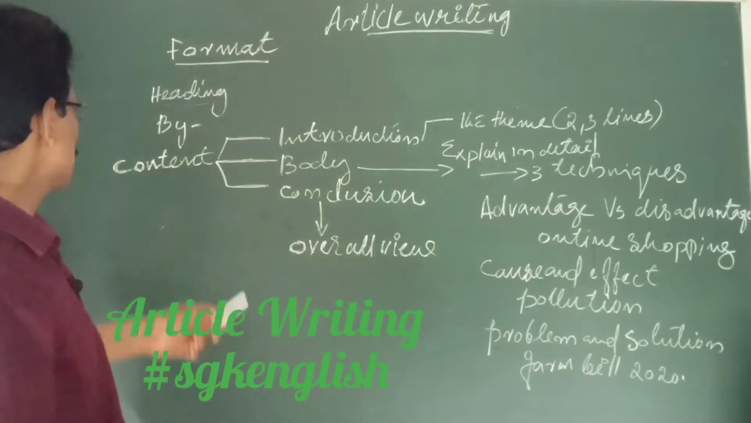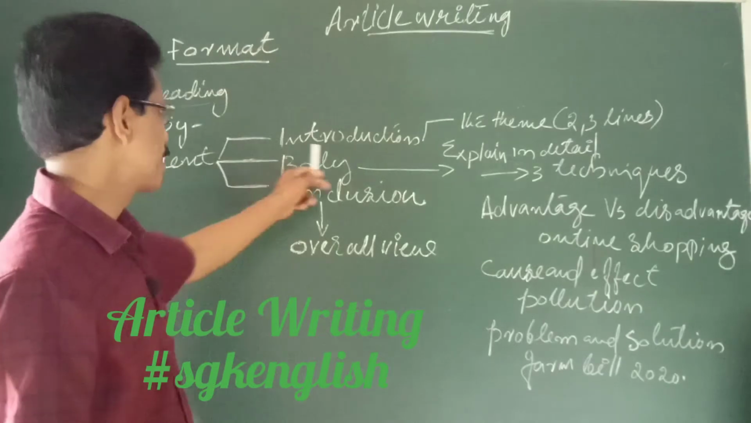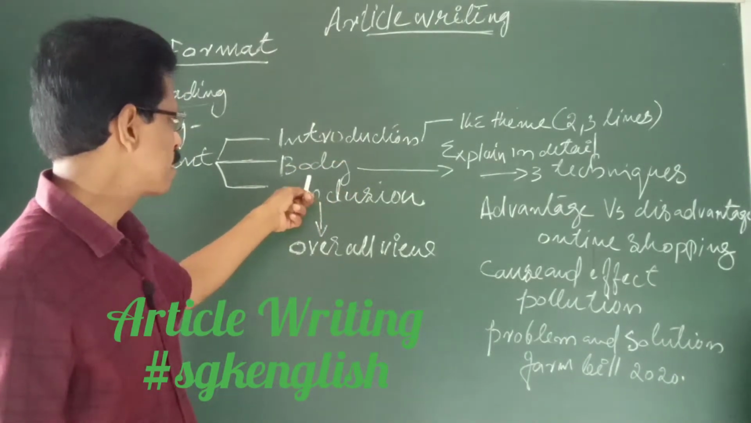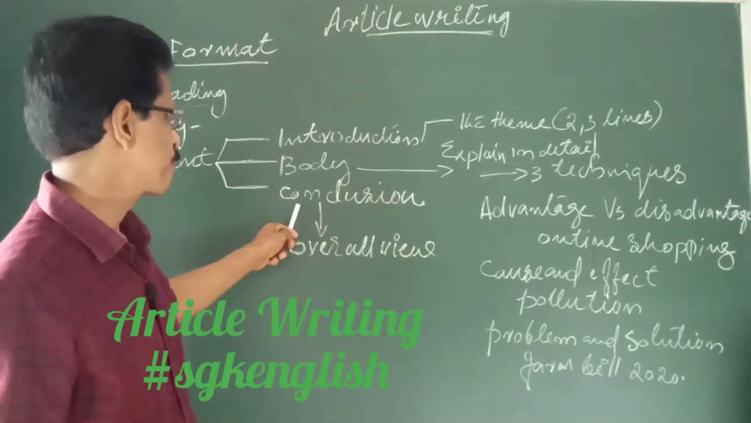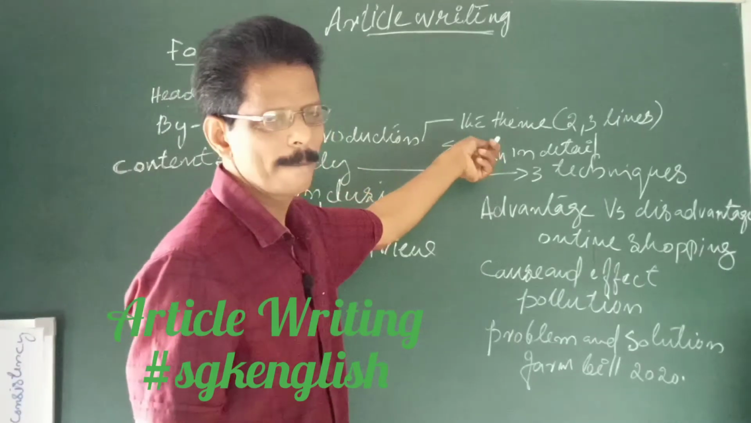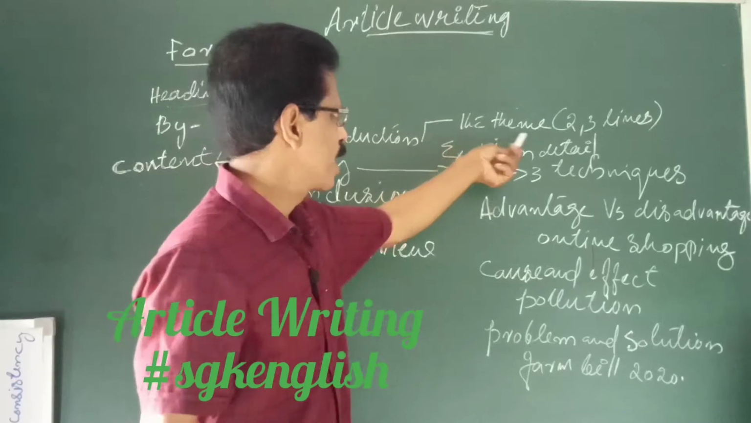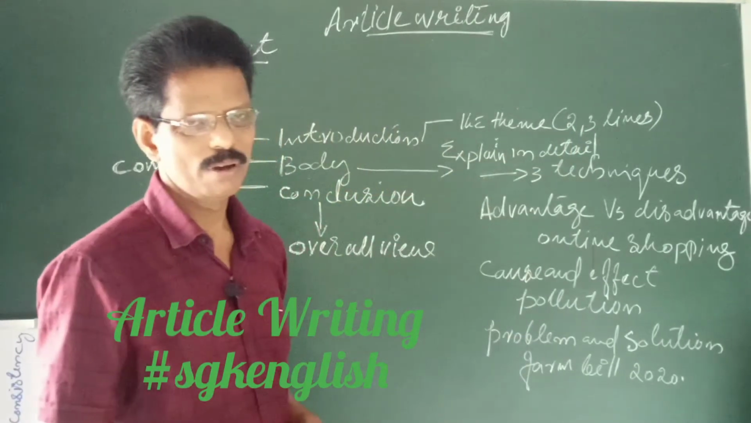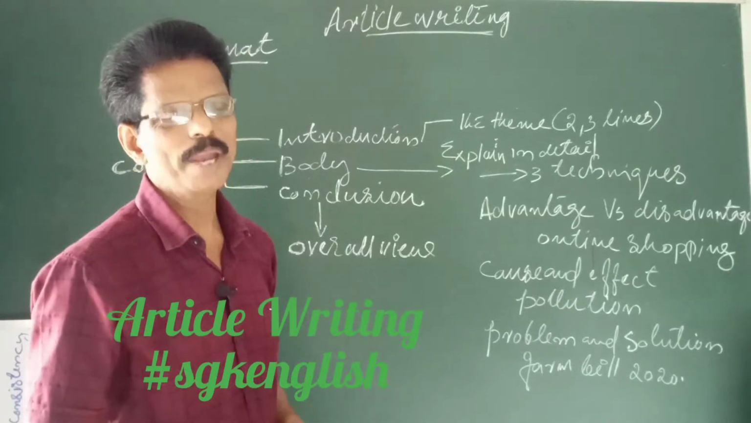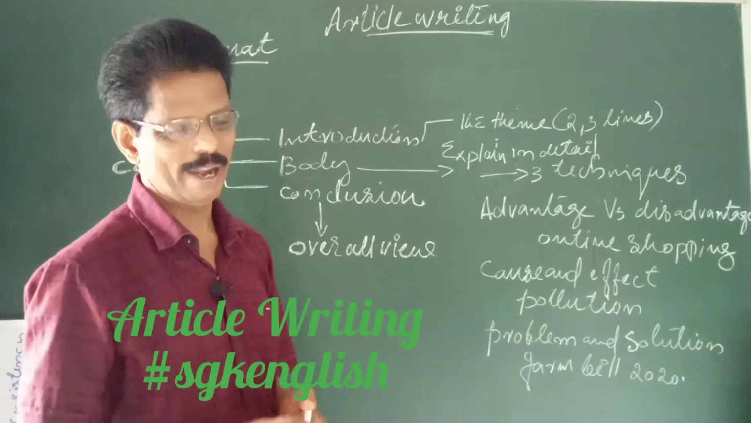Okay, then comes content. Content has got 3 parts. Number 1, introduction. 2, body. 3, conclusion. So introduction should be the theme. What is the theme of the topic? The subject matter. In 2-3 lines enough. Don't write too much too. You see, an article should be concise, clear, and coherent.